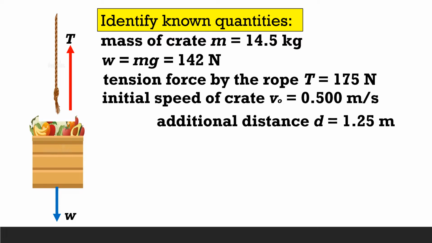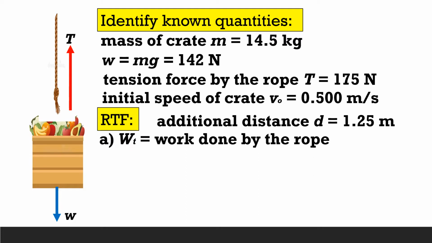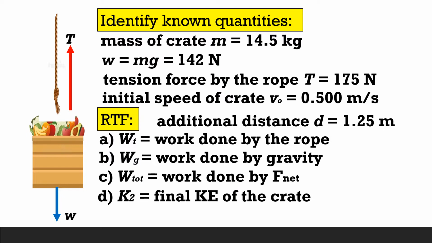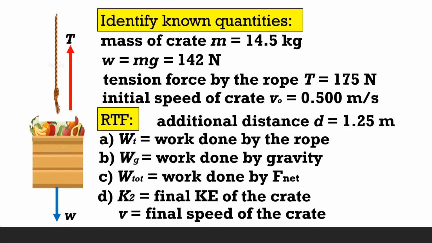and the additional distance is equal to 1.25 meters. What are the unknown variables? We are asked to find the work done by the rope. Next, we are also asked to find the work done by gravity, and then get the total work done by the net force. And lastly, the final kinetic energy of the crate as well as the final speed of the crate.